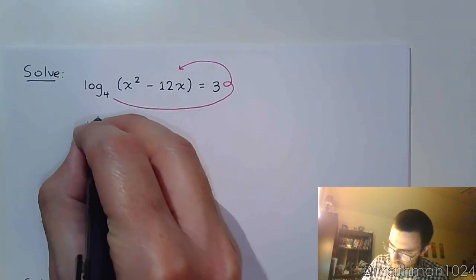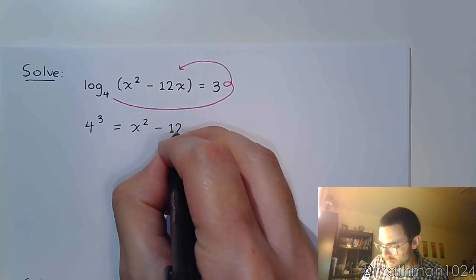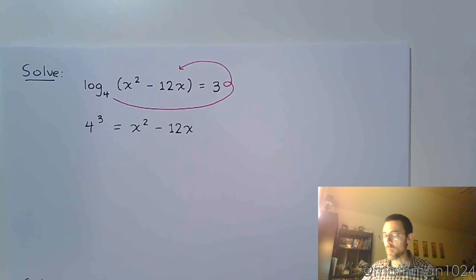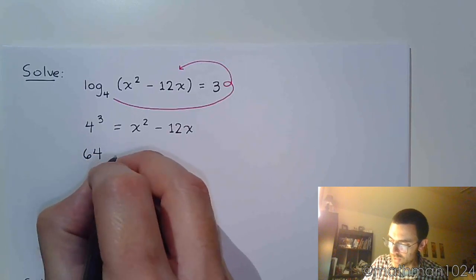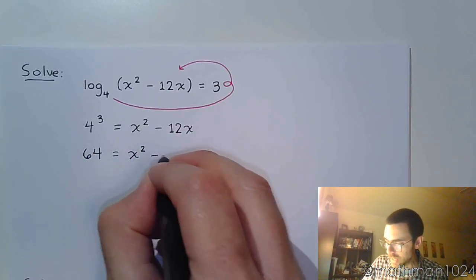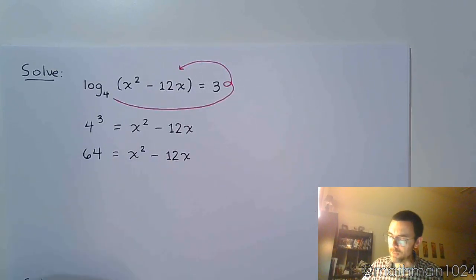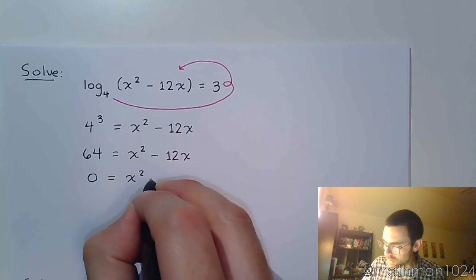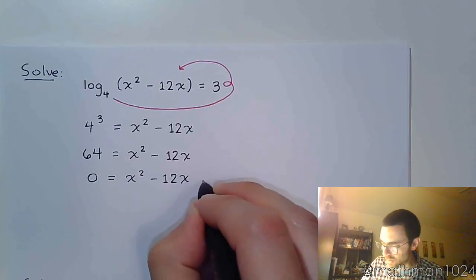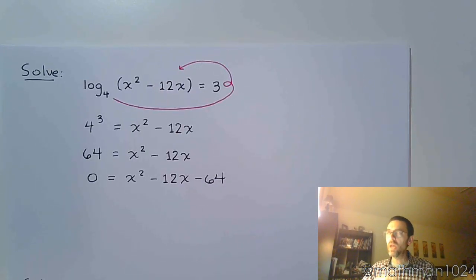So that means 4 to the third is equal to x squared minus 12x. All right? Well, 4 to the third, I do know that because I've got my list of powers. That's 64. And since this is quadratic, I'm hoping that I can factor. Let's see. Move the 64 to the other side. We get 0 is equal to x squared minus 12x minus 64.